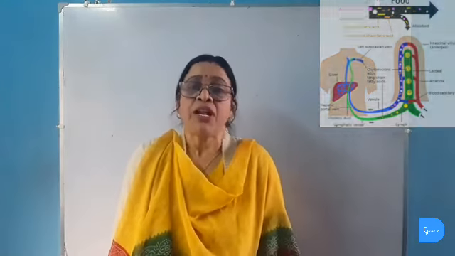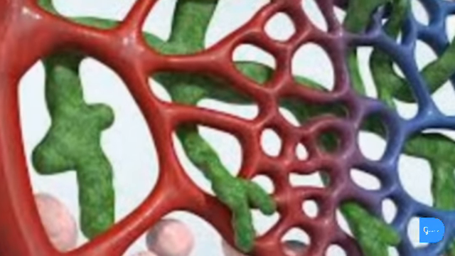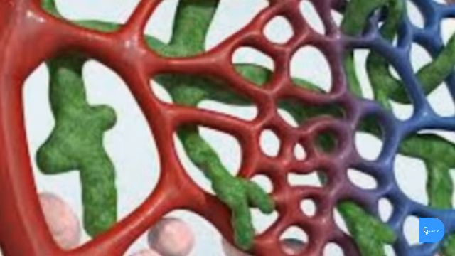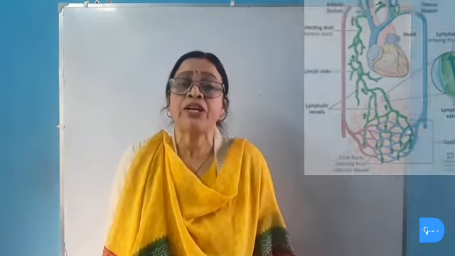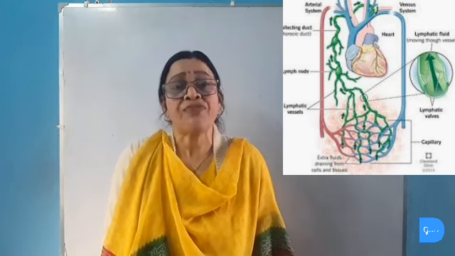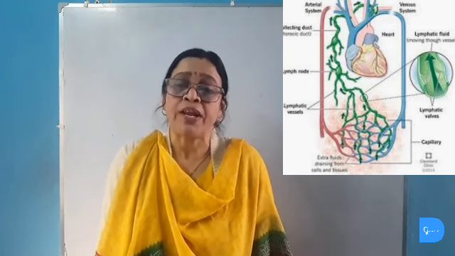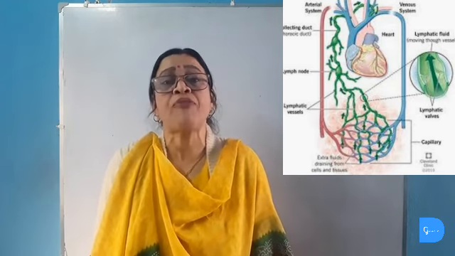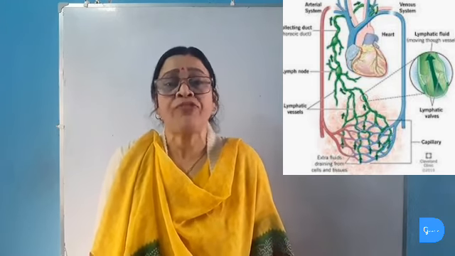Functions of lymph. Lymph is a very important fluid because it acts as a middleman between the body tissues and the bloodstream. Lymphatic system helps in removing excess body fluid and returning it to the bloodstream, which if it accumulates may cause swelling. Lymph helps in absorption of fat from the intestinal villi.